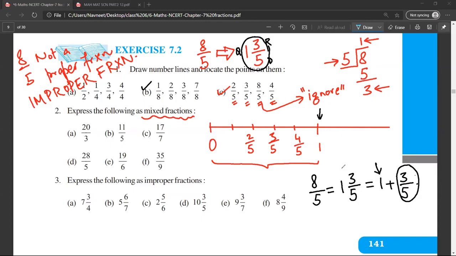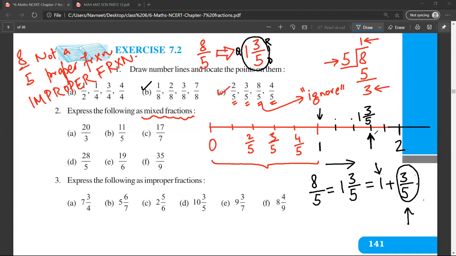Now this 3 by 5 would be on this side. Yes or no, sir? Yes, sir. So basically I need to extend this line, have 2 here, then again divide 1 and 2 like I had done here into 5 equal parts. And this 3 by 5 would be 1 by 5, 2 by 5, 3 by 5. So 1, 3 by 5 would be this point.